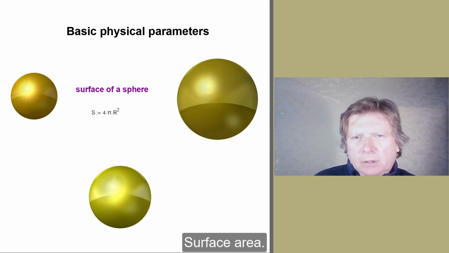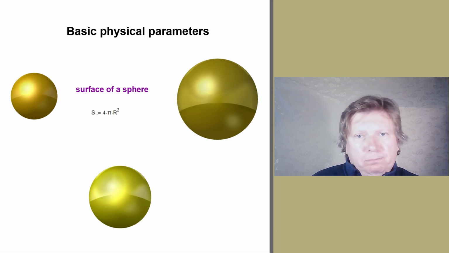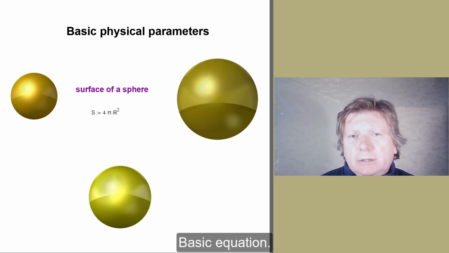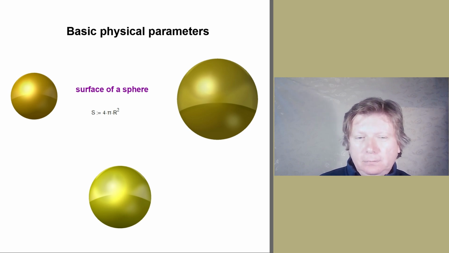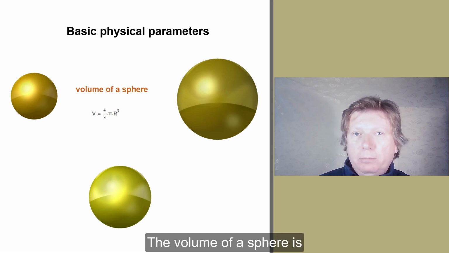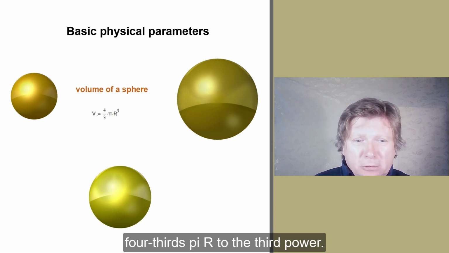Surface area. Simply, the surface area of a sphere is 4 pi r squared. Basic equation. These are elementary school equations. The volume of a sphere is 4 thirds pi r to the third power.